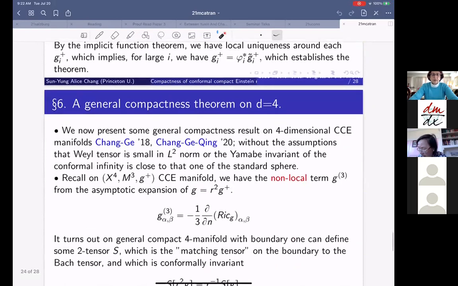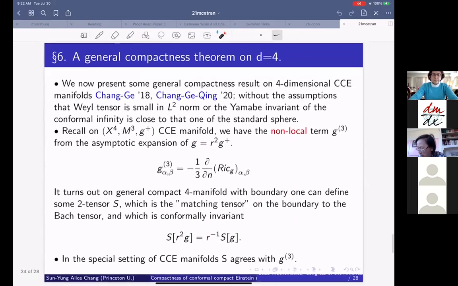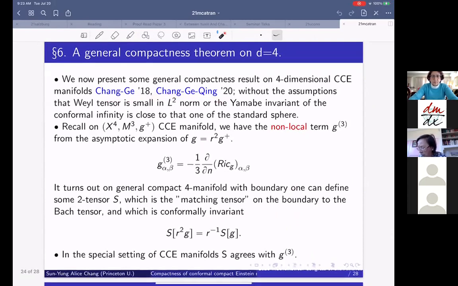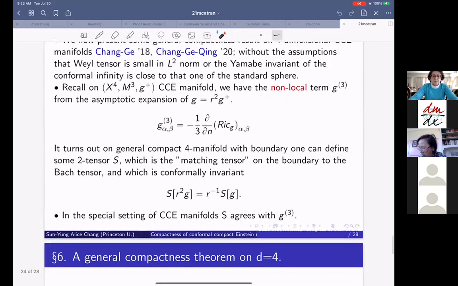So in the last 5 minutes, let me at least mention a general compactness result in four dimensions, which is done in the early work. Instead of assuming the Weyl L2 norm is small, we have another condition.